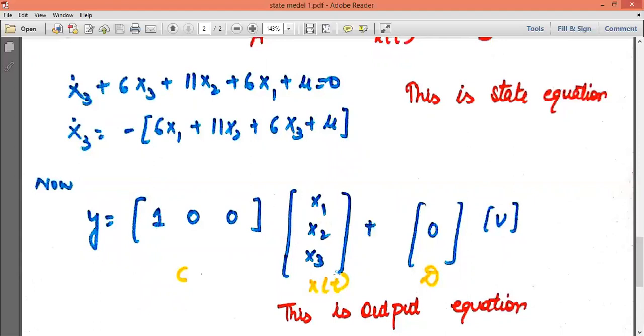This multiplies x of t, plus D. D will be 0, and u stays as it is. So this is the output equation. The combination of the state equation and the output equation forms the state model from this differential equation.